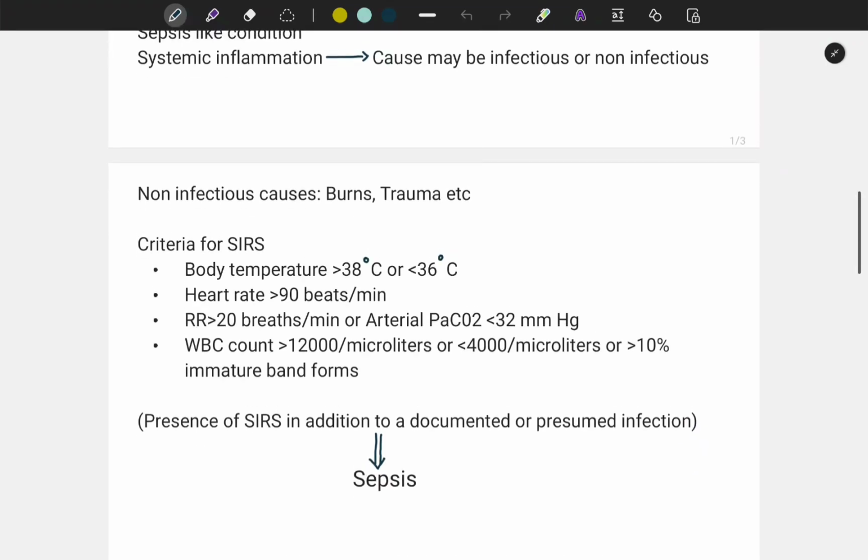In the previous literature, presence of SIRS in addition to a documented or presumed infection was called sepsis, but now the terminologies have been changed. So now the sepsis is known as dysregulated host immune response to infection that can cause organ damage.